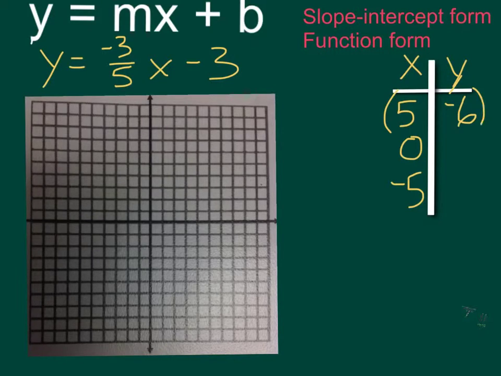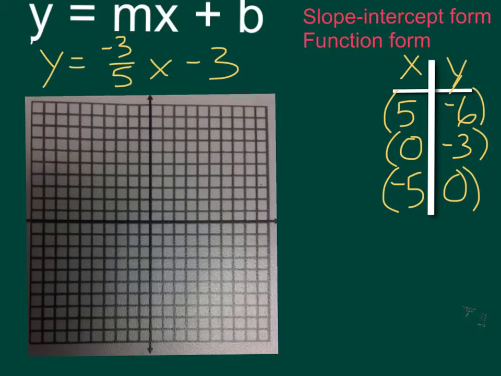There's my first point. I'll put in 0. Anything times 0 is 0, so 0 minus 3 is negative 3. I put in negative 5. Negative 5 is going to get me an answer of 3 when I multiply it by negative 3/5. And then 3 minus 3 is 0. So I'm going to plot it with those 3 points.